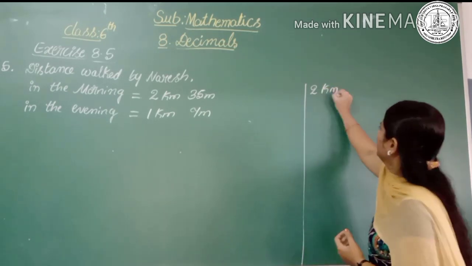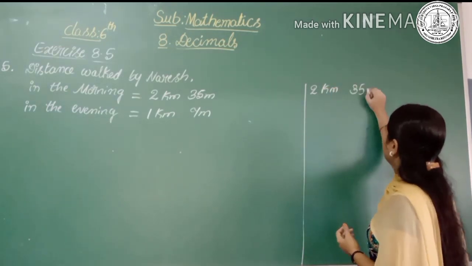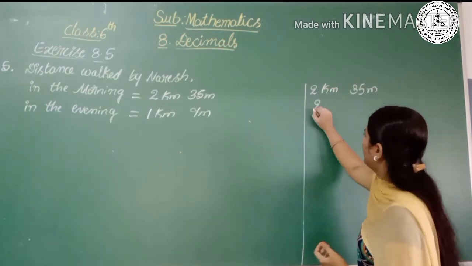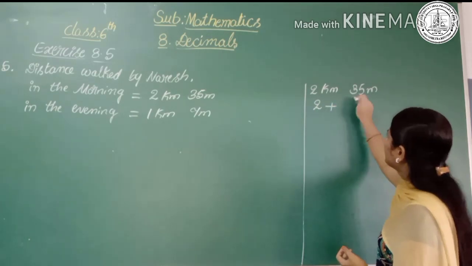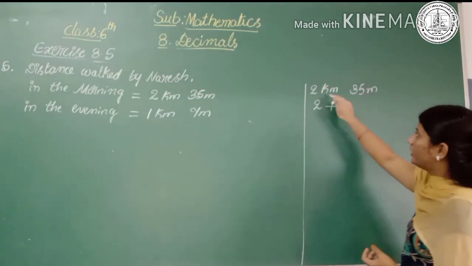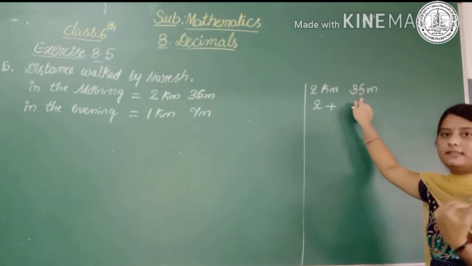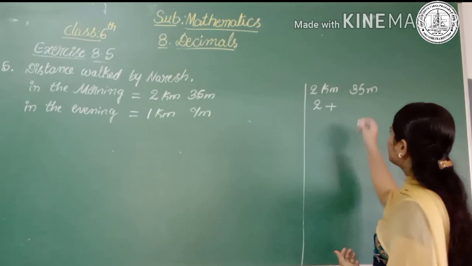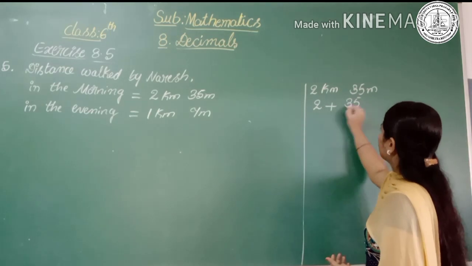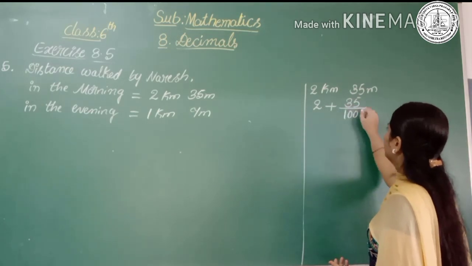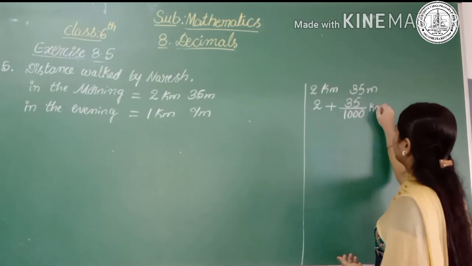2 kilometer 35 meter. So 2 kilometer is a whole number. Write it as it is plus 35 meter, which has to be converted into kilometer. We know that 1 meter is equal to 1 by 1000 kilometer. Right? So now 35 meter is equal to 35 by 1000 kilometer.